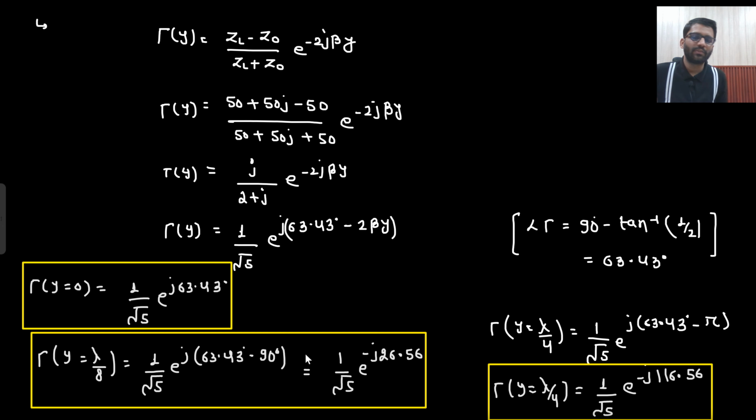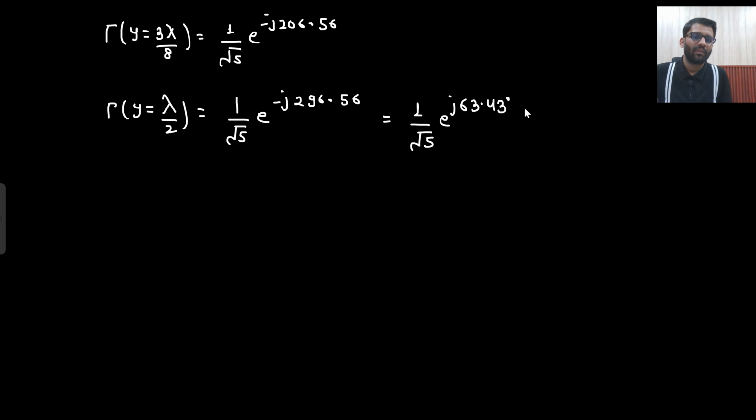So this can be written as 1 by under root 5 e to the power j 63.43. And what this is equal to? This is equal to gamma at y equals to 0, because after lambda by 2 the line repeats its properties. We have seen this, no?